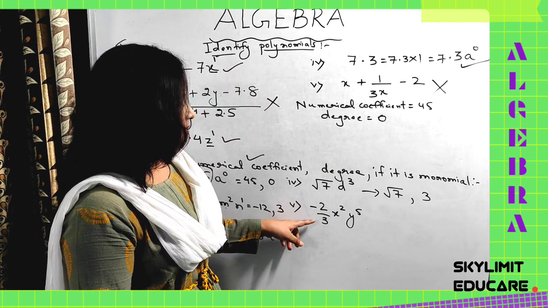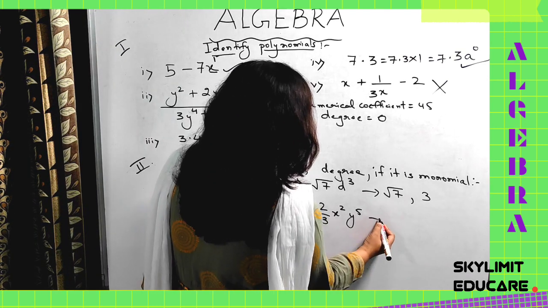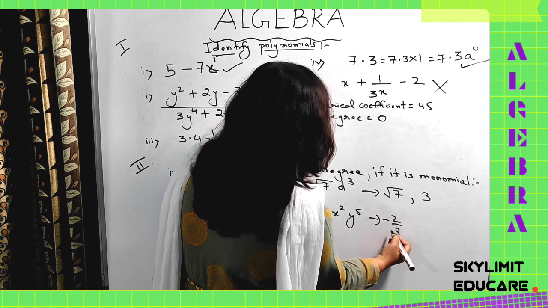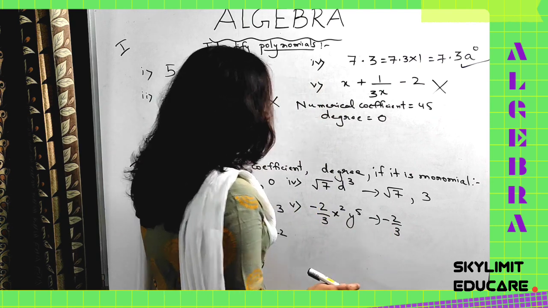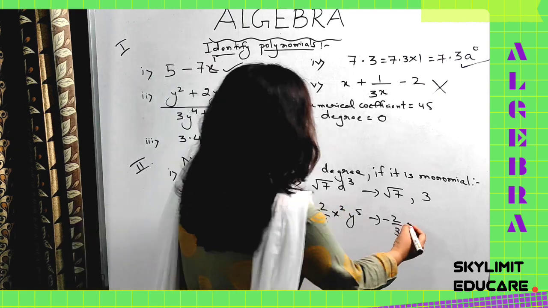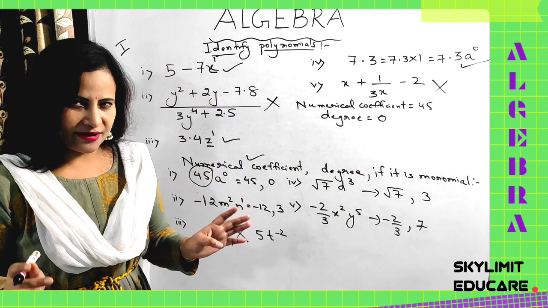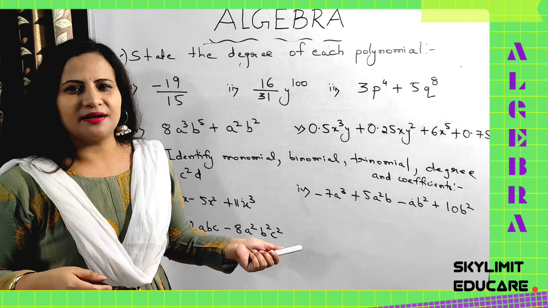Okay? So what is the number part here? Minus 2 by 3. Minus 2 by 3. And what is the degree of the monomial? How will you find out here? Add the powers. 2 plus 5, that is 7. Very simple. I hope the idea is clear with everyone. So now let us come to the next category of questions.